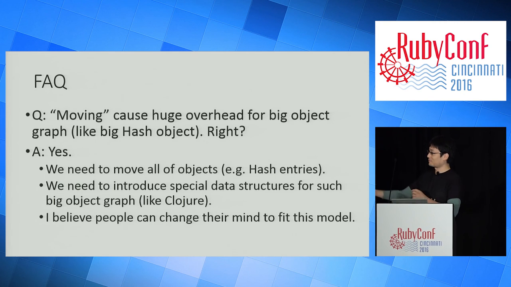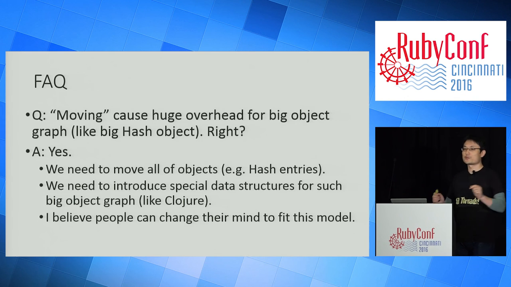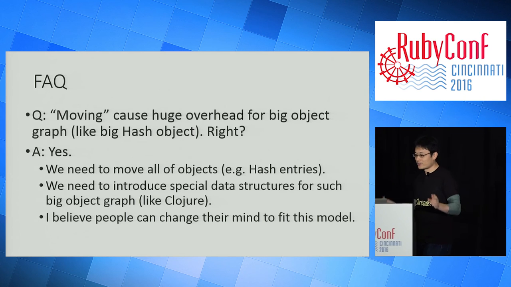Another question is, does moving cause huge overhead for a big object graph? A big object graph means, for example, a big hash table that refers to other objects. So the answer is yes.